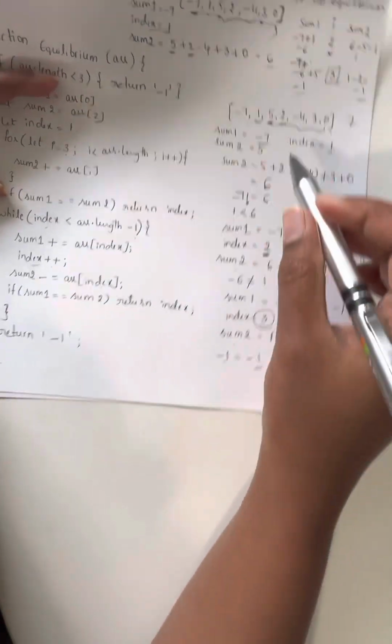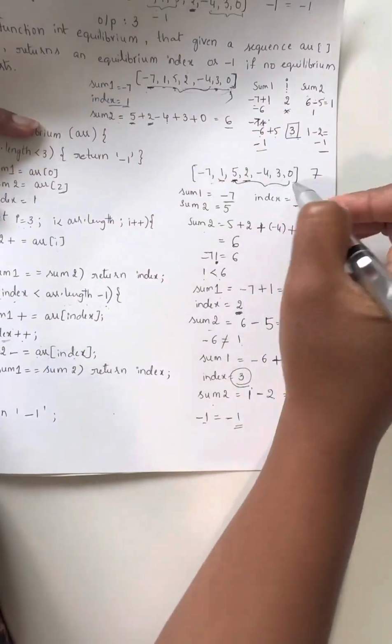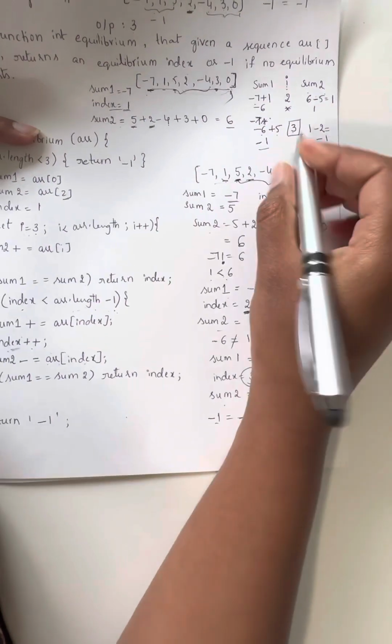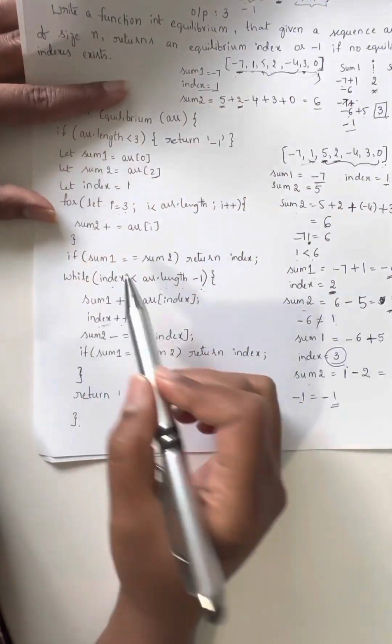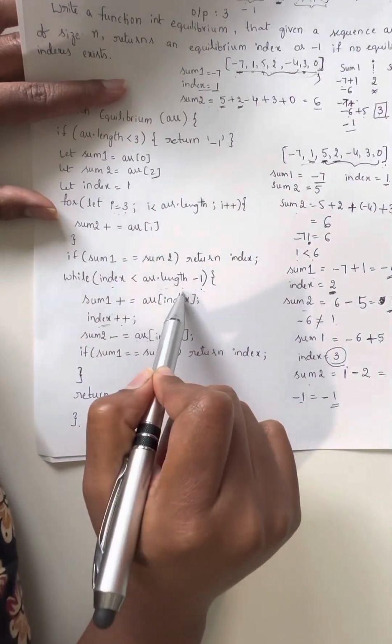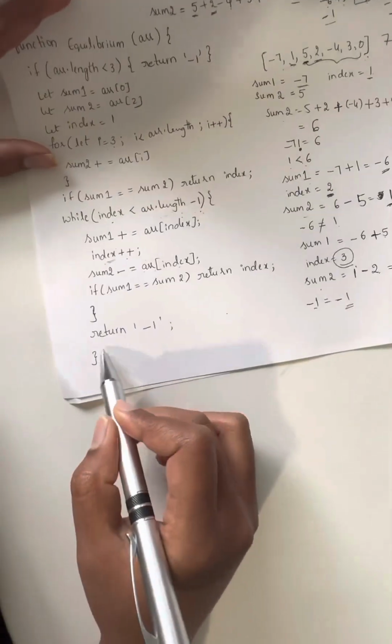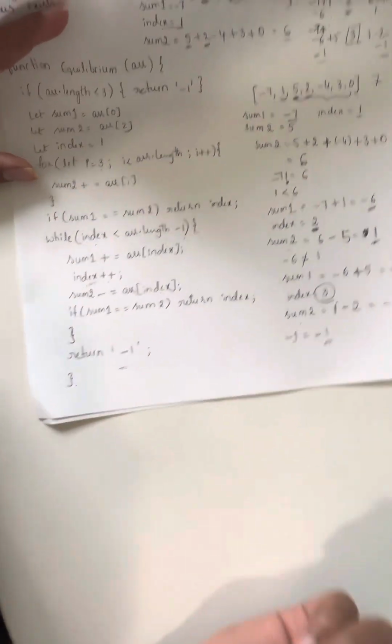So if we just loop through the elements and the index is no more less than the array dot length minus 1, then we are going to return minus 1.